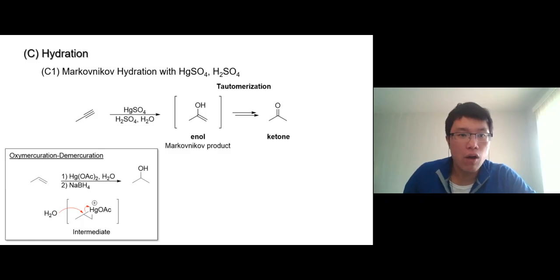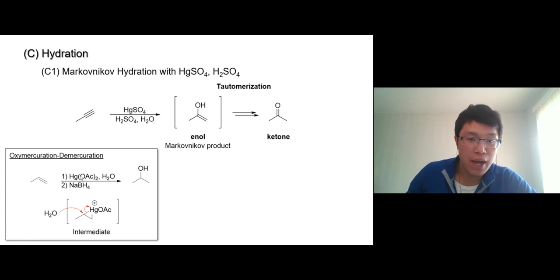All right, now we're going on to hydration of an alkyne. Let's start with something that you know already. So an alkene, we have added mercury, right? So we have oxymercuration and demercuration, two steps. The first step, adding mercury, so you form a three-membered ring mercurinium ion, right?